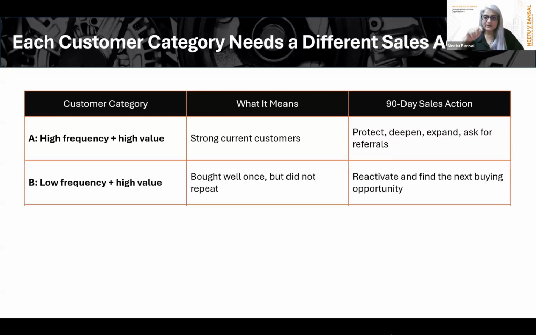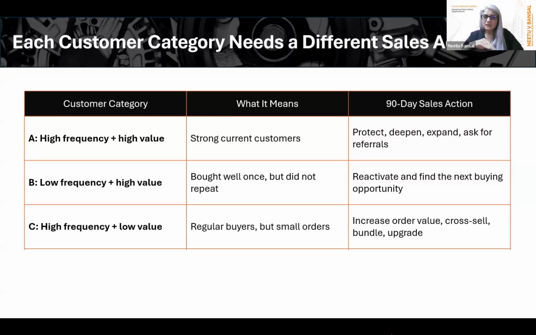Okay, the next one is category B. These are the ones where you will reactivate. They could have bought from you once or twice, but they don't come and repeat from you. If they have a need, but they're not buying from you, then that's the opportunity. There you go back, figure out why they're not buying from you. When is their next buying cycle, or how can we become a part of that vendor list for them? So this is a very different strategy from category A.